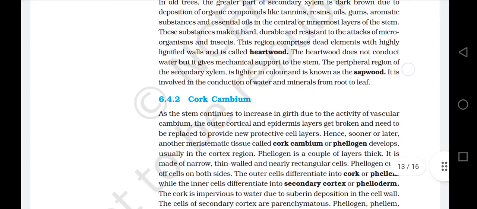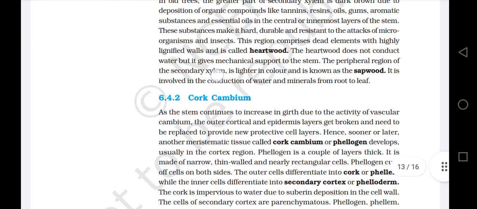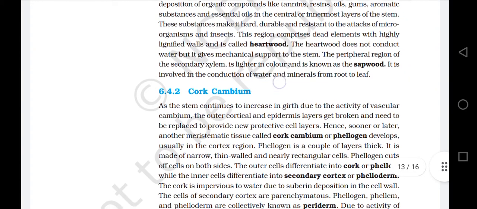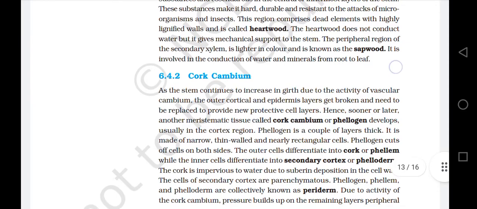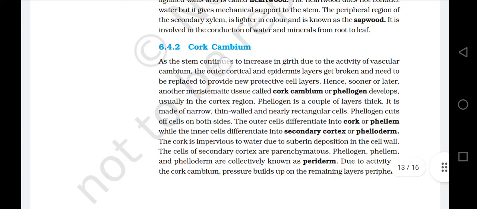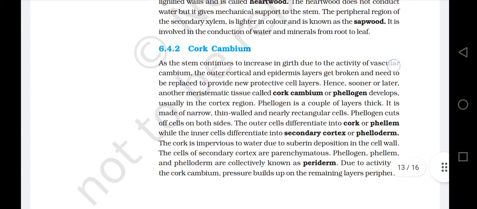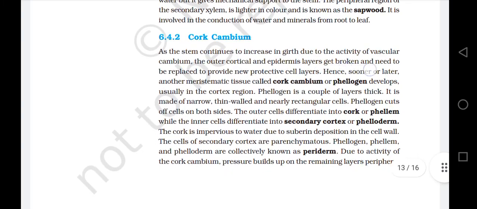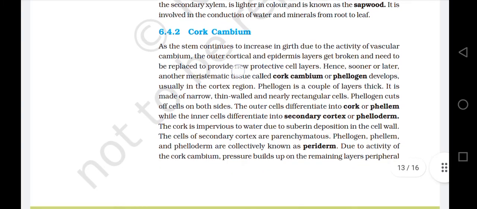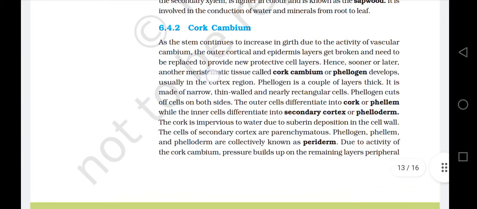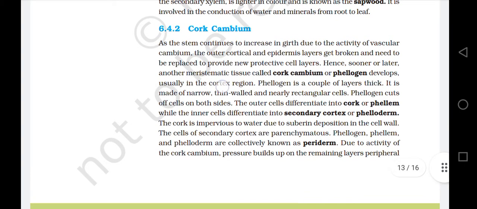The peripheral region of the secondary xylem is lighter in color and is known as the sapwood. It is involved in the conduction of water and minerals from root to the leaf. 6.4.2 Cork cambium. As the stem continues to increase in girth due to the activity of vascular cambium, the outer cortical and epidermis layers get broken and need to be replaced to provide new protective cell layers. Hence, sooner or later, another meristematic tissue called cork cambium or phellogen develops, usually in the cortex region.